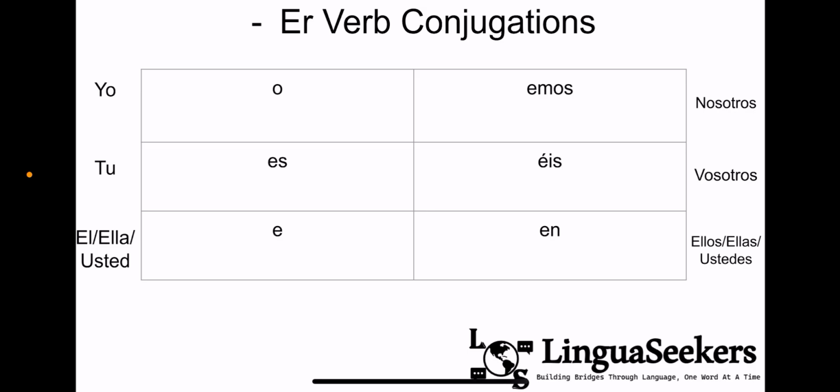Now we'll talk about the ER verb conjugations. Yo, o. Tú, es. Él, ella, usted, e. Nosotros, emos. Vosotros, éis. And finally, ellos, ellas, ustedes, en.